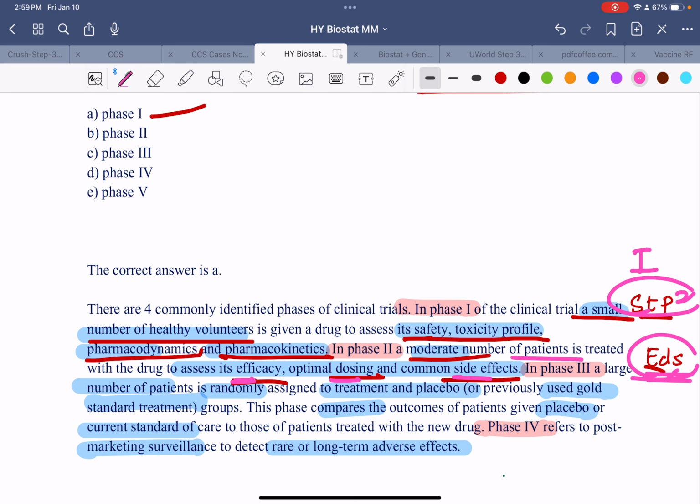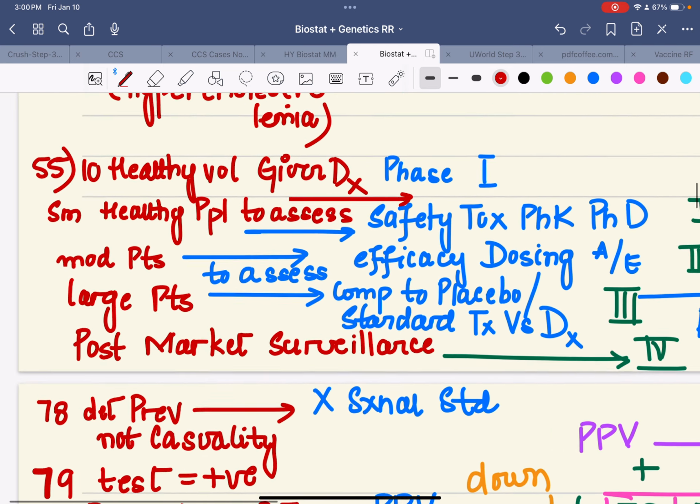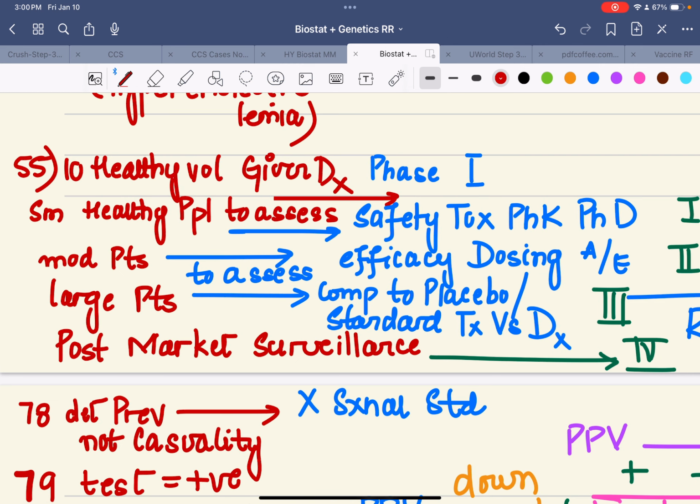Whereas when they tell you that we are comparing this drug and randomly assigning the treatment and the placebo, or we are using a gold standard and comparing the outcomes of the new drug to the placebo or standard of care, then this is known as phase 3. And if they say we are doing marketing surveillance and looking for rare or long-term adverse effects, then this is phase number 4. So a quick recap: healthy volunteers given a drug for safety, the STOP that we have found out, safety, toxicity, pharmacokinetics, and pharmacodynamics, is known as phase 1. Small number of healthy people, right?